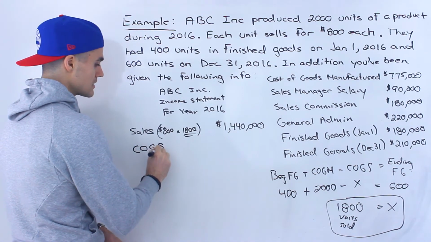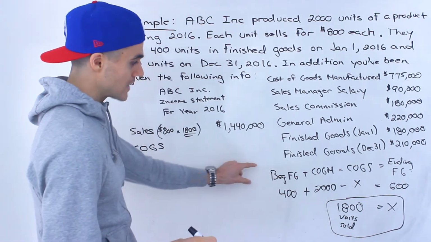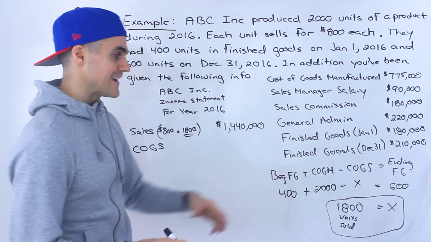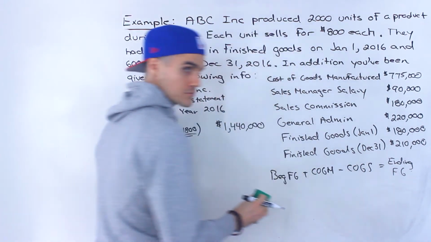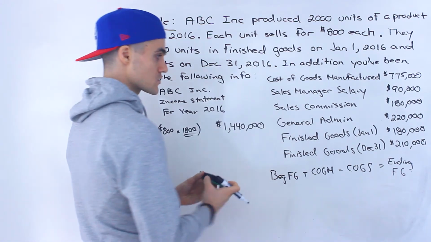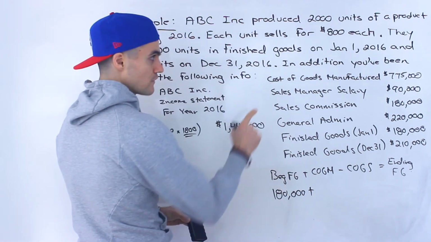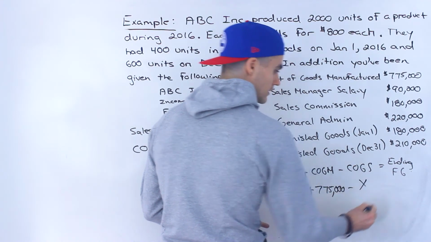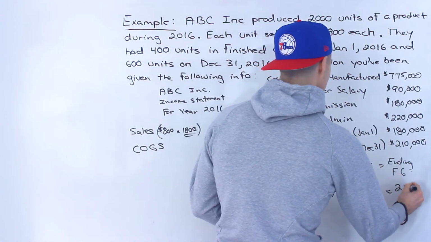Second line on the income statement is the cost of goods sold, which we're going to subtract. Again, a number that's not given to us. And in fact, we're actually going to use that same line here from the manufacturing flow chart, but we're going to now deal with it in dollar terms, not in terms of number of units. So in dollar terms, the beginning finished goods was 180,000. And then we had that cost of goods manufactured, which was 775,000. We calculated that. We're calculating the cost of goods sold. That's what we're solving for now. And then we have that ending finished goods of 210,000.